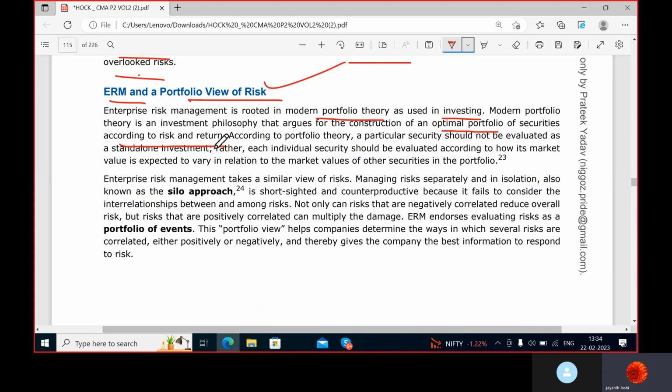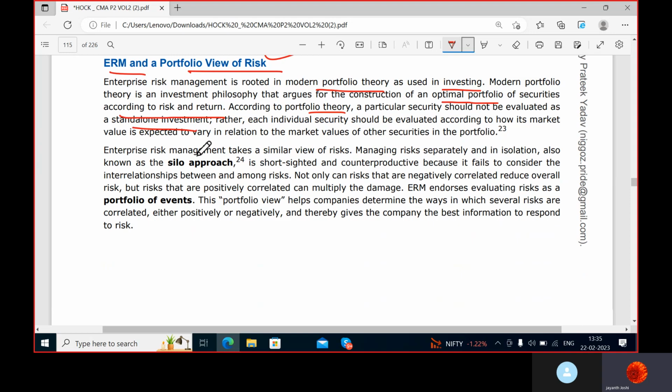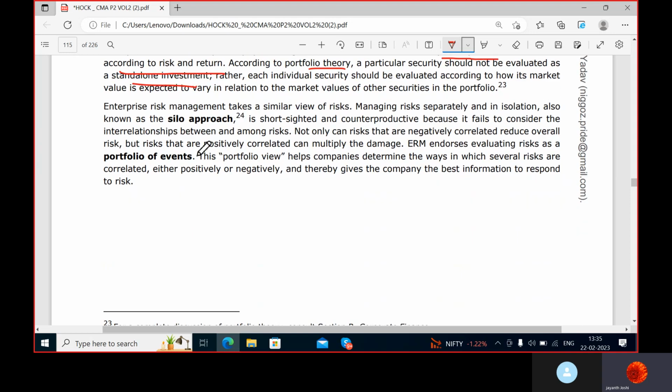What is the general agenda of portfolio theory? According to this theory, a particular security should not be evaluated as a standalone investment. That means you should not take one security and completely put your money in that. You should make a portfolio, and whatever securities you are picking for your portfolio, you should compare how that will give benefits when compared to other securities. That's what you should see and make a portfolio.